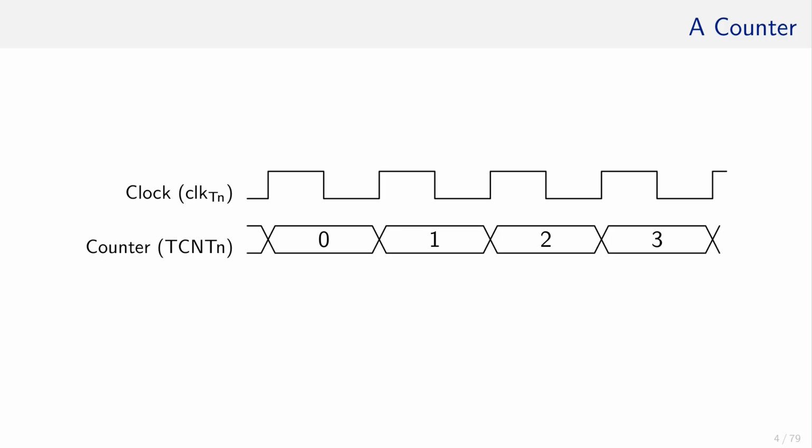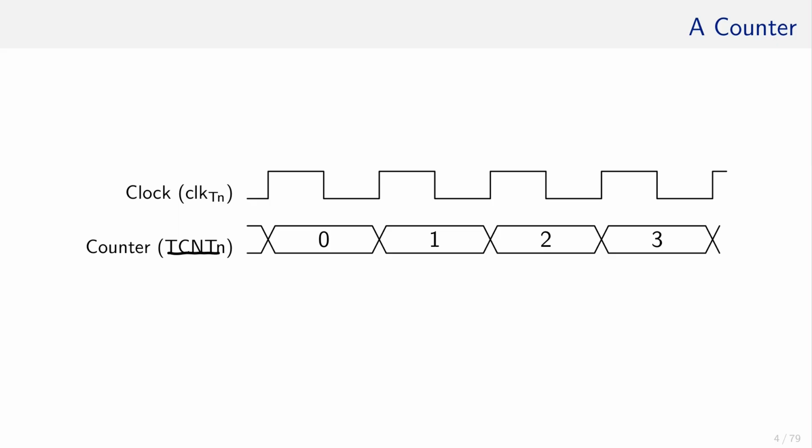Let's see what a timer or counter does. Well, it is quite obvious. It counts. There is a register called TCNT followed by an n, which represents the number of the counter under consideration. So in ATmega 328P, we have TCNT0 to TCNT2. So each timer has its own counting register.